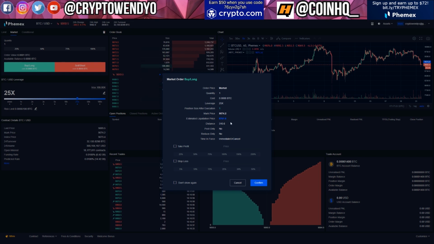Again, if you're spot trading or using a different exchange, this doesn't really matter. Distance, post only, reduce only, time in force, immediate or cancel. So this is different from good till cancel. Immediate or cancel is basically the order hits or it doesn't. If it doesn't hit, it's going to completely cancel. You can set your take profit and your stop loss, and again, don't click this, don't show again. This page is extremely important when you are trading, especially on a margin trading exchange.